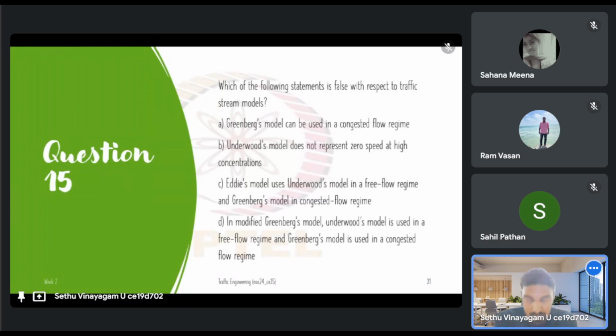Okay, question 15 is again about the traffic flow regime models. We have to choose which is incorrect out of these. Option A is Greenberg's model can be used in the congested flow regime. B is Underwood's model does not represent zero speed at high concentrations. C, Eddie's model uses Underwood's in the free flow regime and Greenberg's in the congested flow regime. And D, in the modified Greenberg's model, Underwood's model is used in a free flow regime and Greenberg's model is used in a congested flow regime.